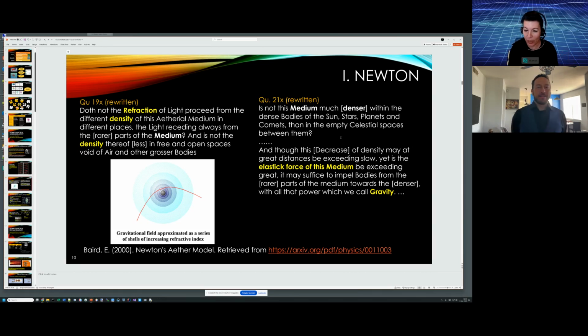And then he also talks about how, though this decrease in density may at great distances be exceedingly slow, yet the elastic force of this medium may be exceeding great, and so on. Funny how it's spelled, right? Elastic. So another clue: Newton was pretty smart, right? He even thought of this. Is there a way to explain gravity using some kind of refraction model, refractive index, using some kind of medium that has density?